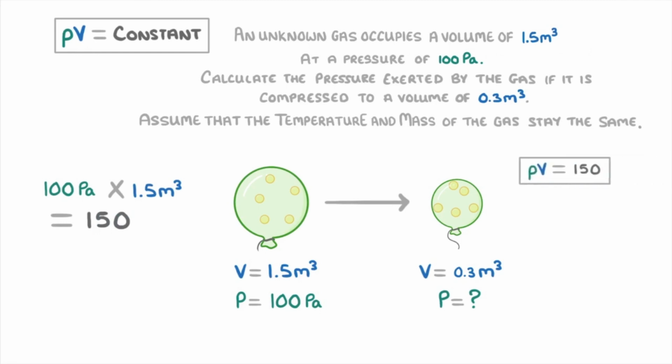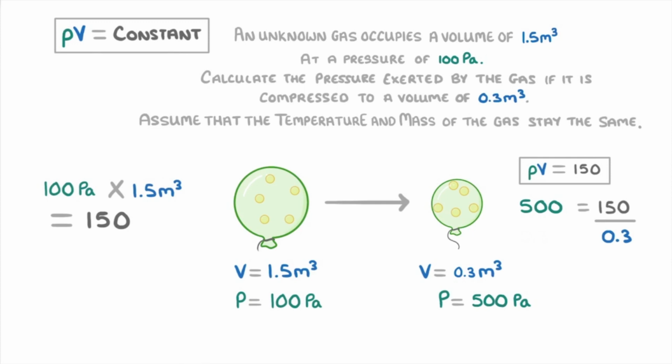Then looking at our other gas sample, we know that its pressure times its volume must also equal 150. So to find the pressure, we can just plug in the 0.3 and then rearrange by dividing both sides by 0.3, which gives us 500 pascals. So we know that this new container must be at a pressure of 500 pascals.